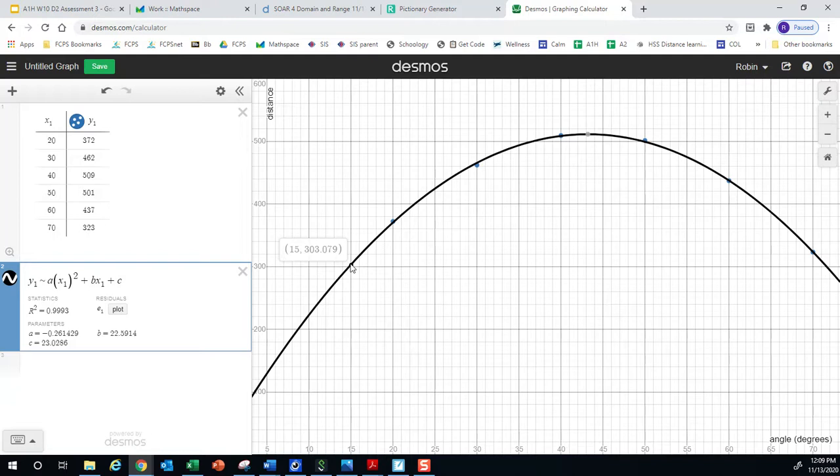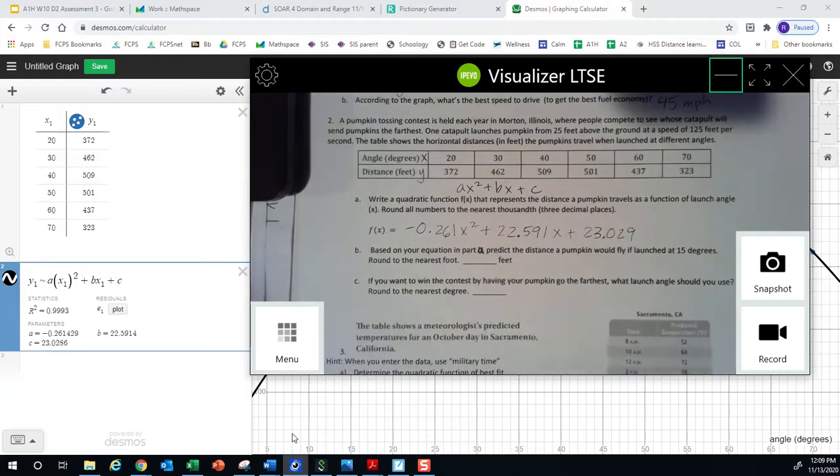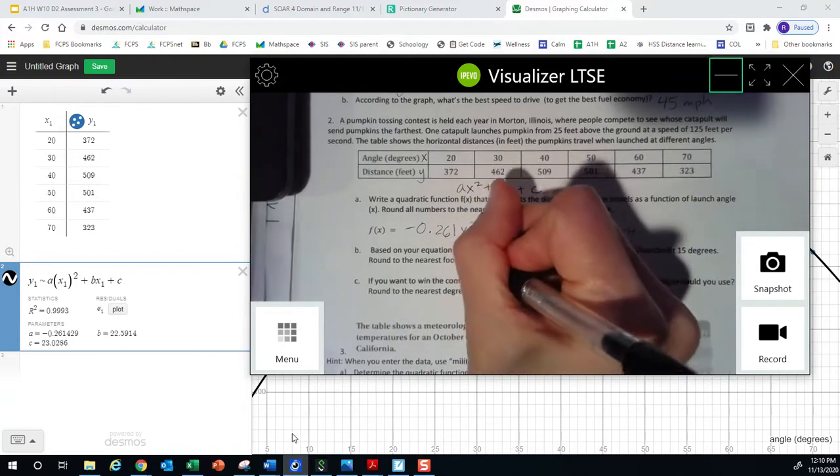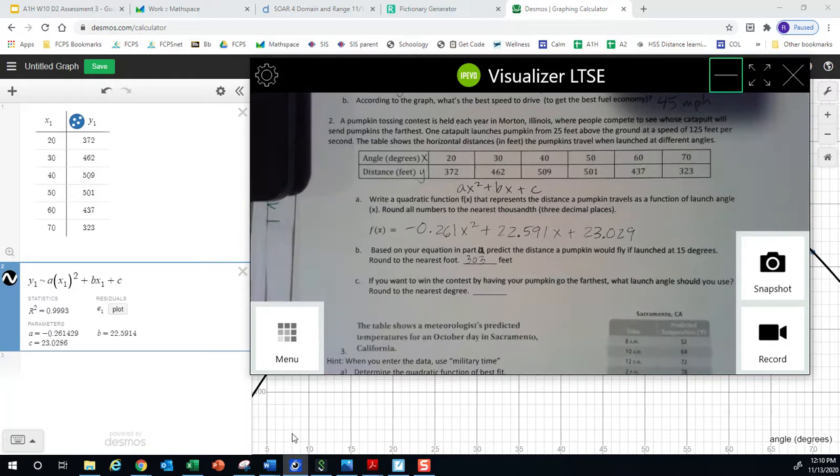That says if I launch at 15 degrees, it will go 303 feet. I'm just clicking on my graph to find that out. Launch at 15 degrees, it's going to go 303 feet. If you want to win the contest, having your pumpkin go the farthest, which launch angle should I use?